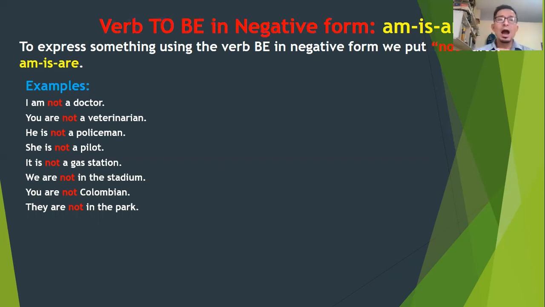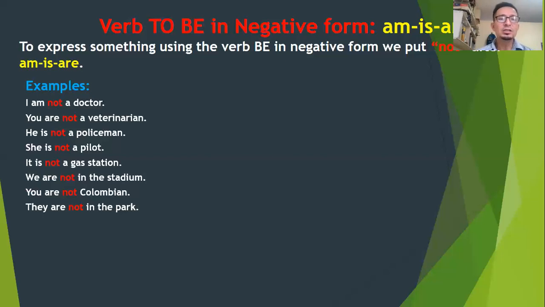So the first one, I am not a doctor. Yo no soy un doctor. Second, you are not a veterinarian. Tú no eres un veterinario. He is not a policeman. Él no es un policía. She is not a pilot. Ella no es un piloto. It is not a gas station. Esta no es una estación de gasolina.